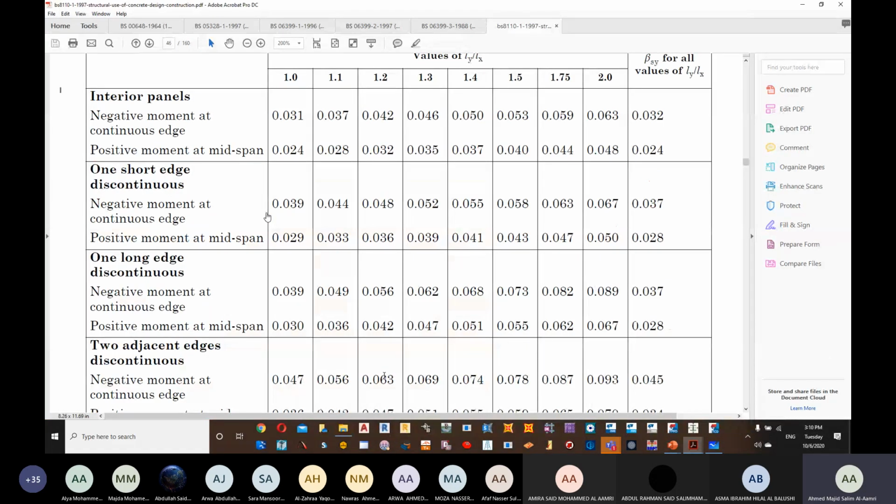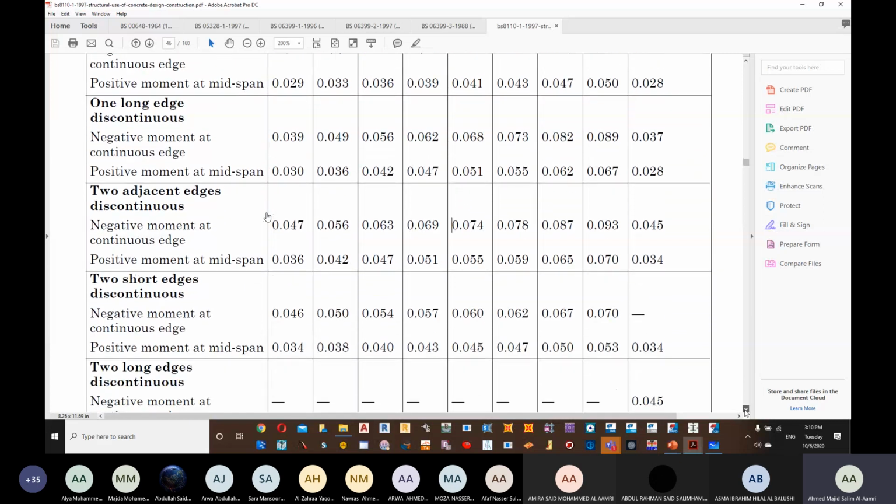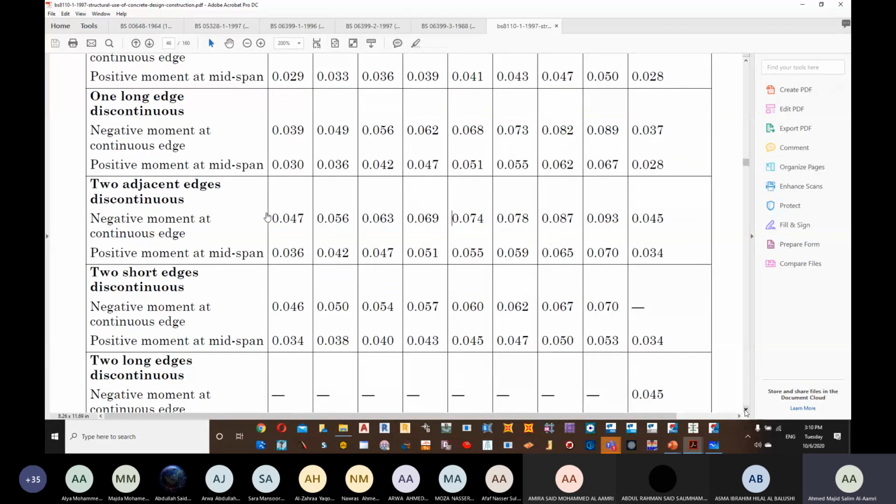Number 4, it says two adjacent edges discontinuous. When I say adjacent, it means nearby. It means one short, one long.